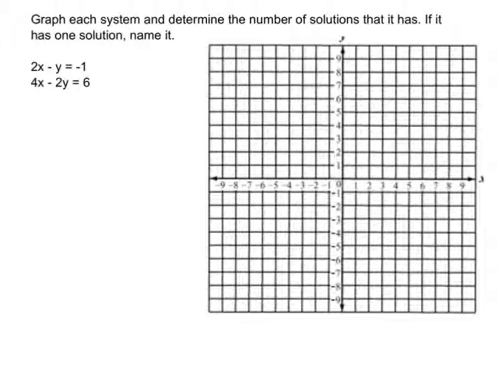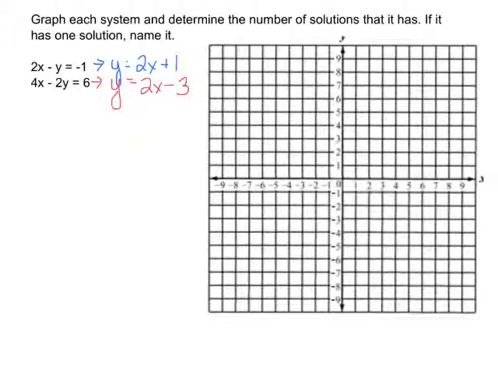And so my first one, I'm going to subtract that 2x from both sides. So I'm going to get that negative y equals negative 2x minus 1, and then I'm going to just divide by that negative 1. So I'm going to get that y equals 2x plus 1. And then my other line is going to become y equals 2x minus 3. And so now I can go ahead and graph these.